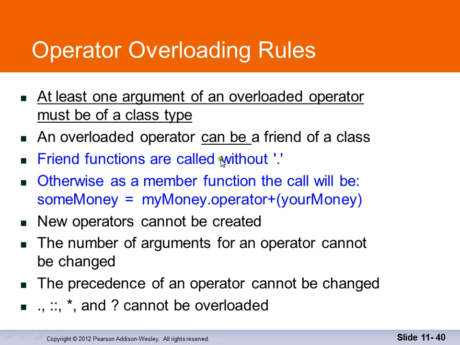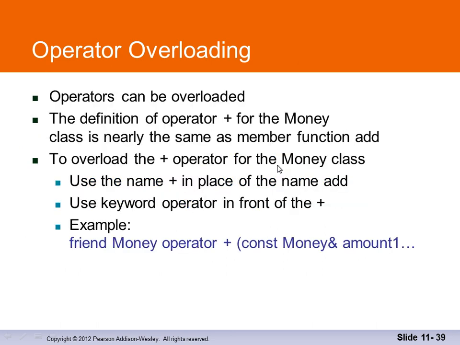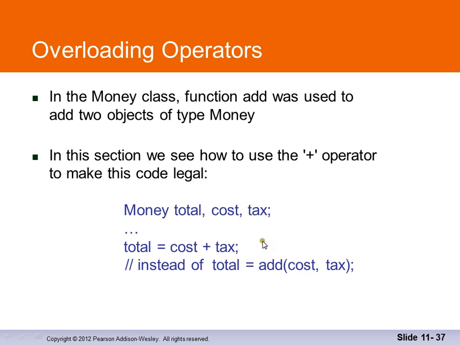We know that friend functions are called without the dot because they're not a member function. This is a friend function. There is no calling object. We know this by now.